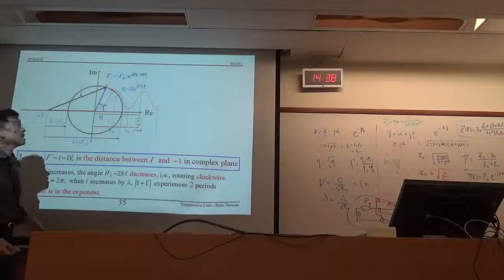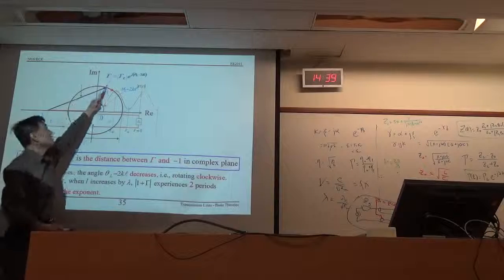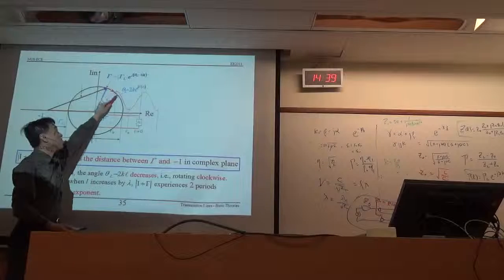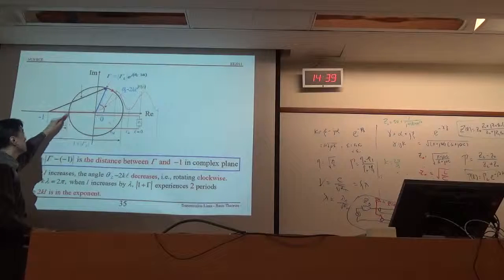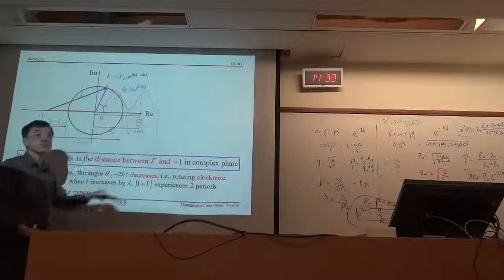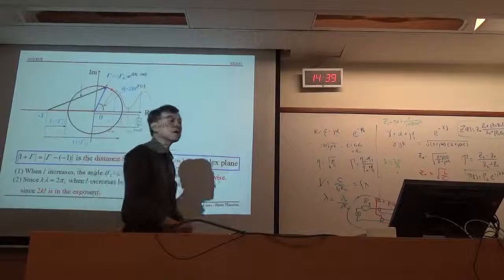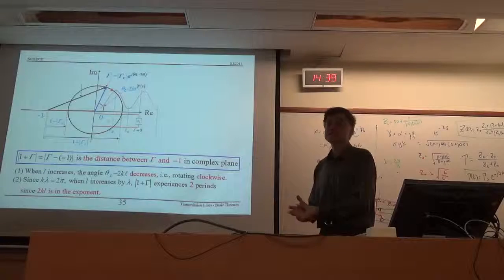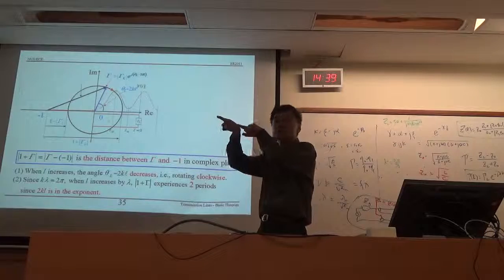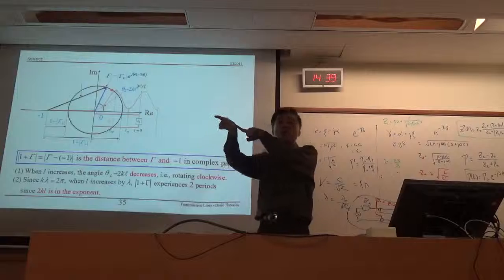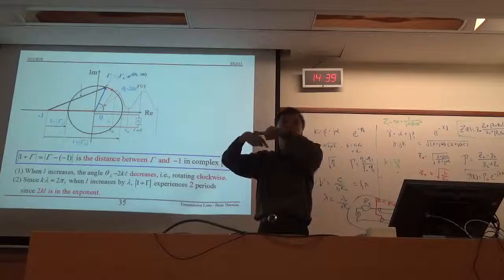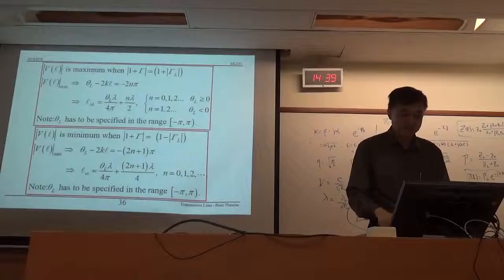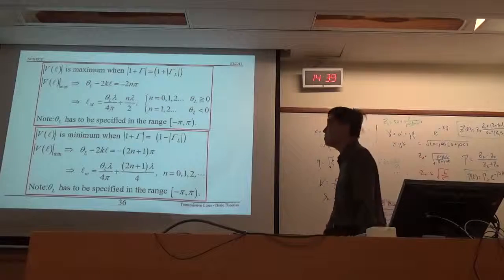Alright, so the sum is now like this. Maximum at this point, this is in between, and then minimum at this point, and then maximum at this point. So once again, when the phase angle is equal to 0 or 2 pi, it is maximum. When it's equal to (2n+1) pi, it is minimum. Okay, so same thing here.